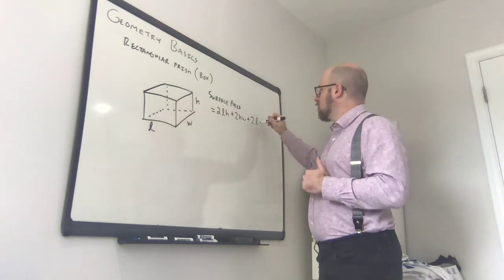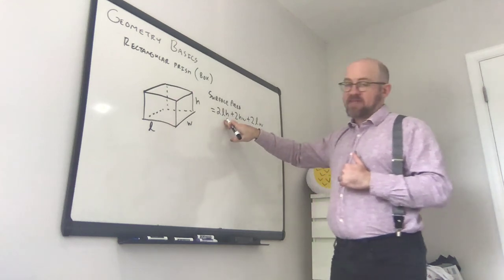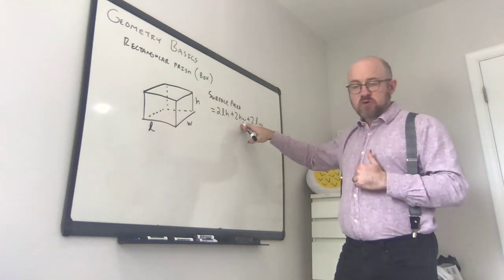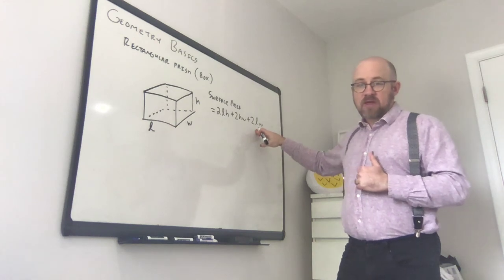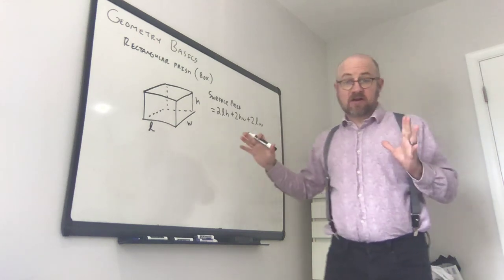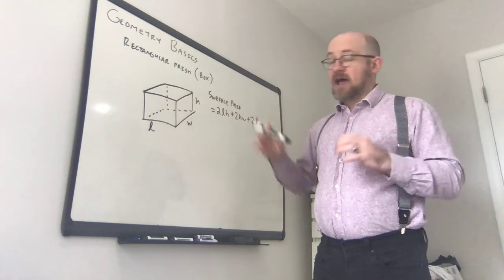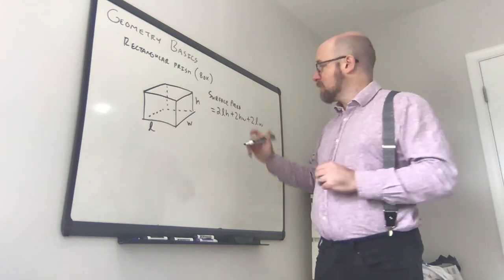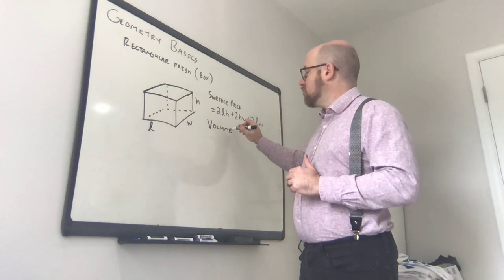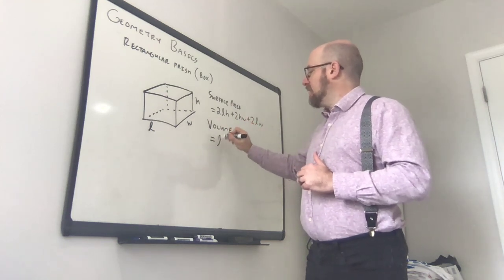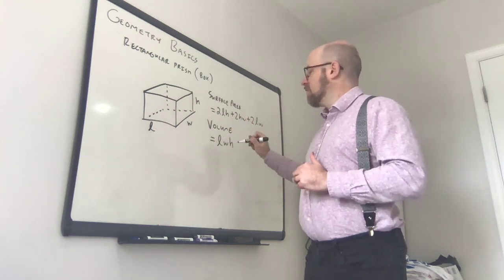So 2 length times height plus 2 height times width plus 2 length times width is going to be the surface area, the area of the entire box. Okay? The other measurement we're interested in, what's called the volume, is going to be length times width times height.